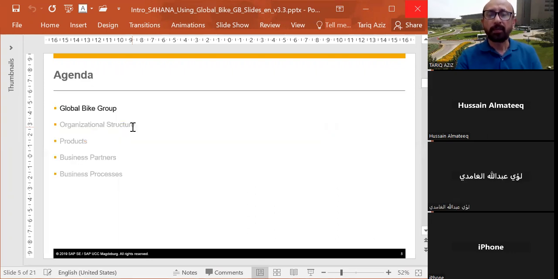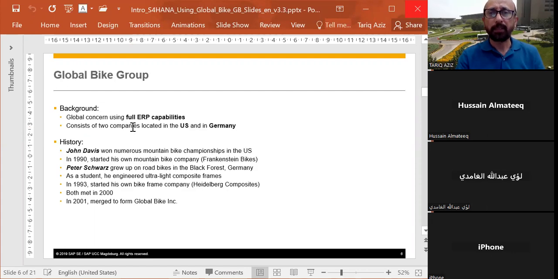Okay, great. Now, we'll talk about the Global Bike group. Global Bike has implemented full ERP capabilities. Global Bike has two companies, one located in the United States and one located in Germany. So you can imagine there's a big organization with two companies. When we say one in the United States and one in Germany, basically we will make two financial statements for these companies.